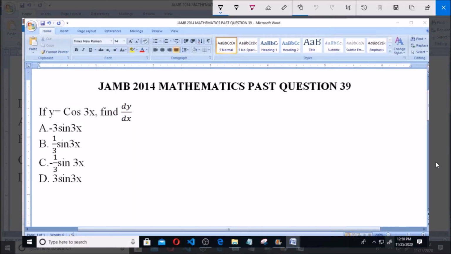I will be answering JAMB 2014 Mathematics Past Question 39. If y is equal to cos 3x, find dy/dx. So, we have y is equal to cos 3x.